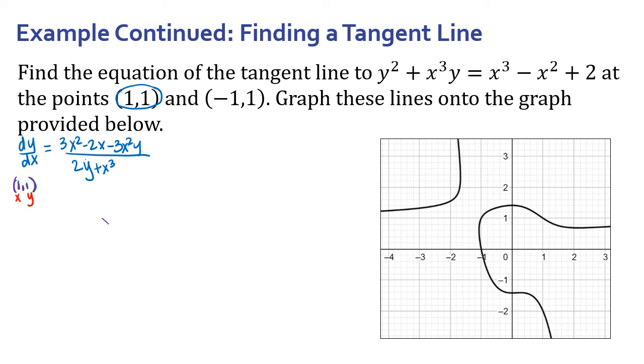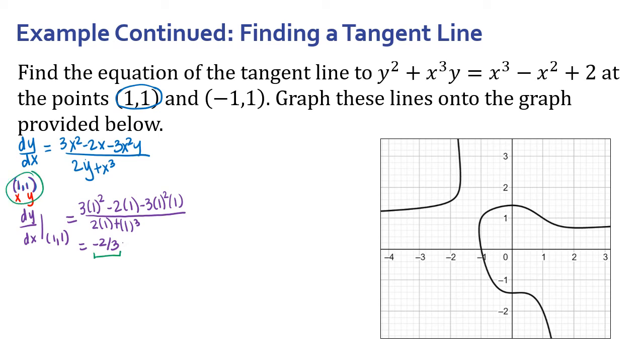I'm going to do this in purple. So the derivative of y with respect to x at the point 1, 1 is going to be 3 times 1 squared minus 2 times 1 minus 3 times 1 squared times 1 all over 2 times 1 plus 1 cubed, which becomes negative 2/3. So now I know the slope of the tangent there. I can use that slope and this point to find the equation of the tangent line at that point.